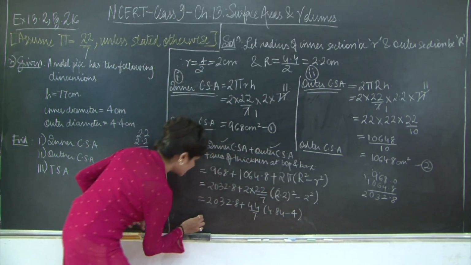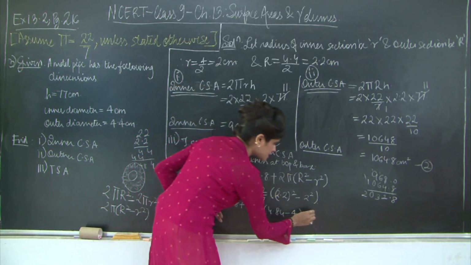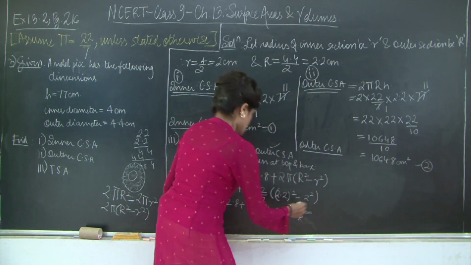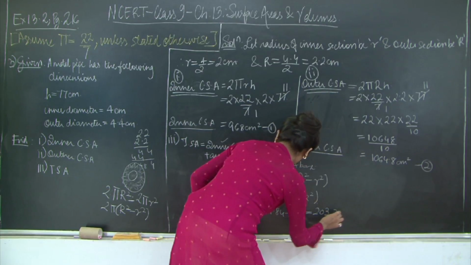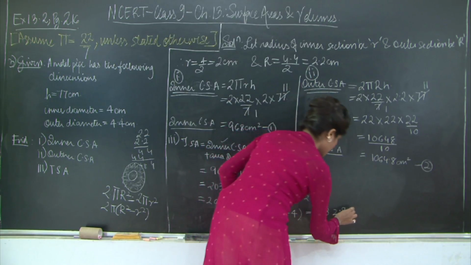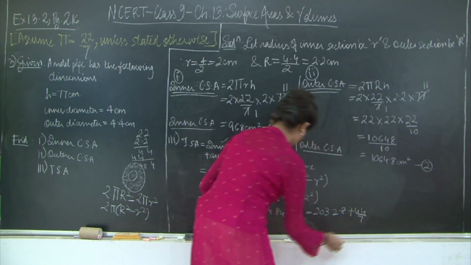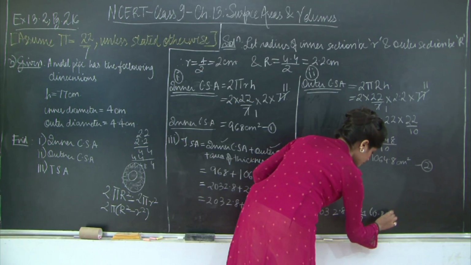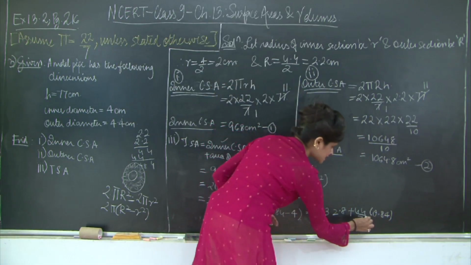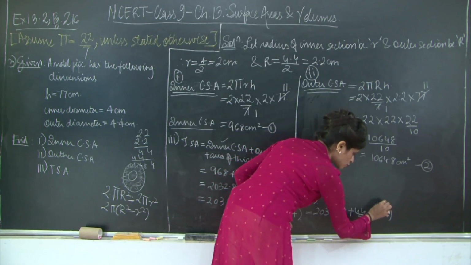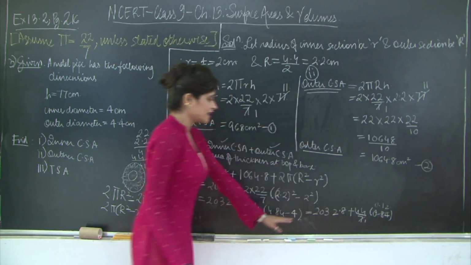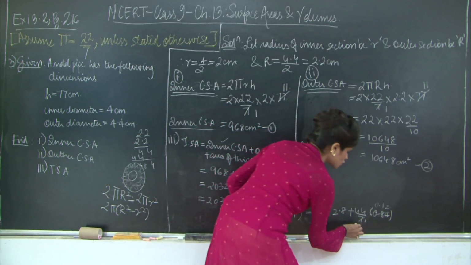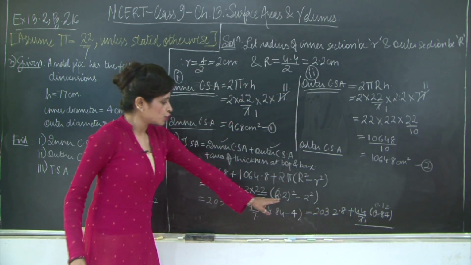So this can be further written as, let me just continue this side itself. So I am going to erase this working. This is going to be 2032.8 plus 44 upon 7 into 0.84. So when you cancel, what do you get? 7 ones are 7, 7 twos are 14. So finally, what are we left with? 2032.8 plus 44 into 0.12.